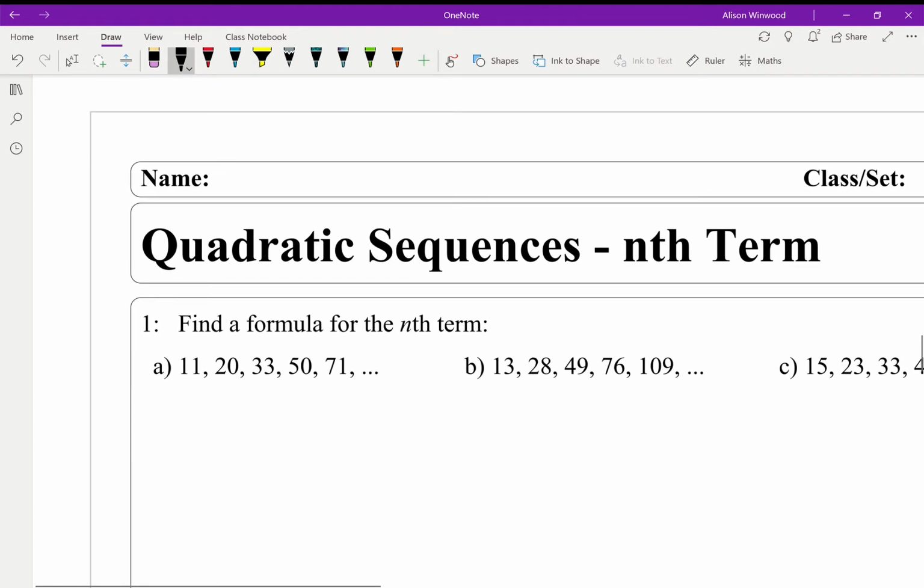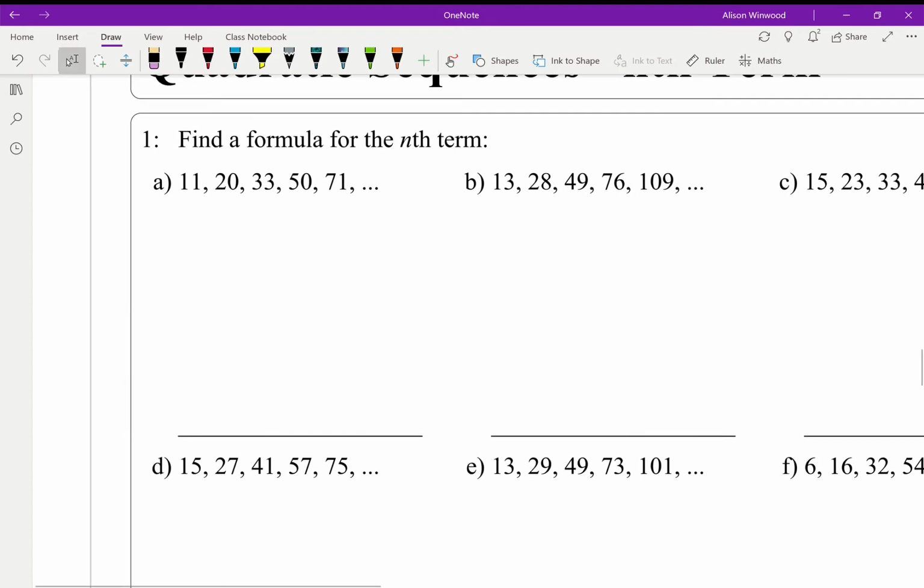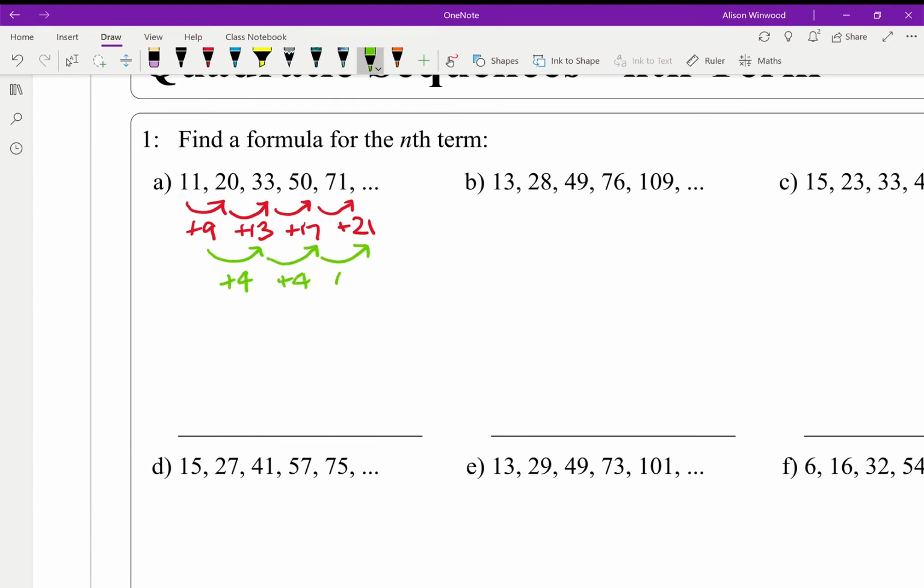So let's look at a sequence. This sequence from 11 to 20 has gone up by 9, 20 to 33 has gone up by 13, then 17, and then 21. If we look at those numbers, they're going up by 4 each time. Now that number tells us something about the square numbers we want.